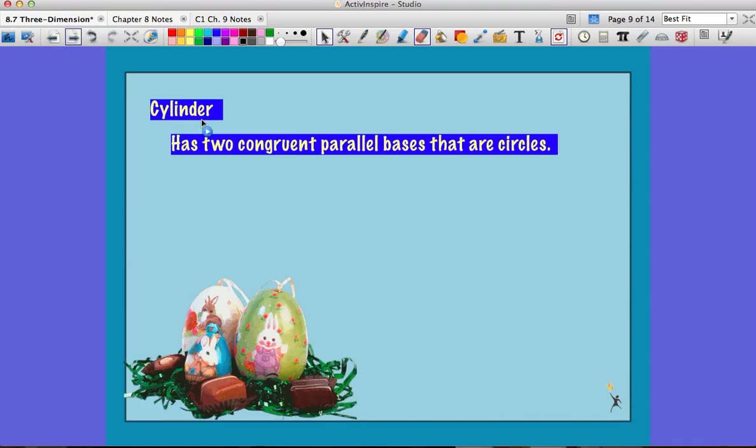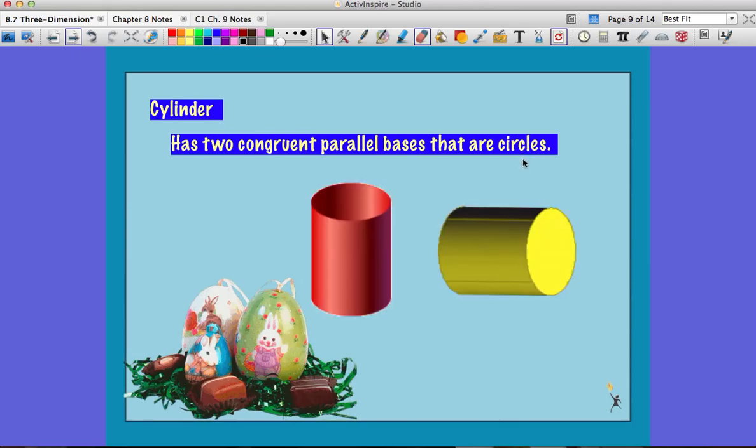A cylinder. A cylinder has 2 congruent parallel bases that are circles. So it's kind of like a prism, but again, because the bases are circles and circles are not polygons, it cannot be considered a prism. Okay, and these would be examples of cylinders.